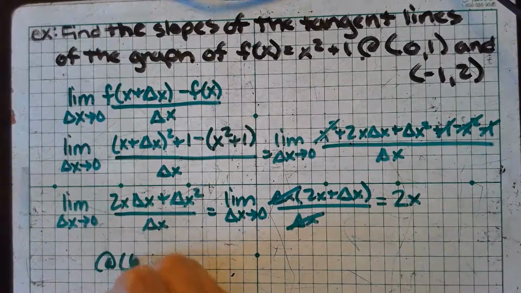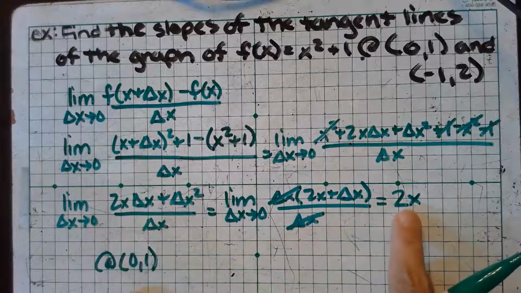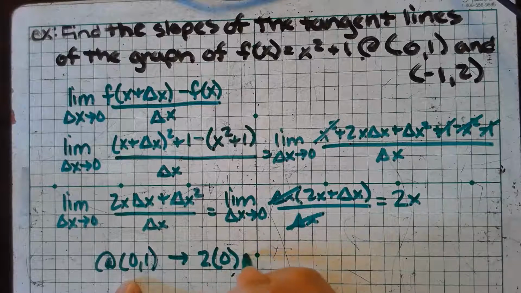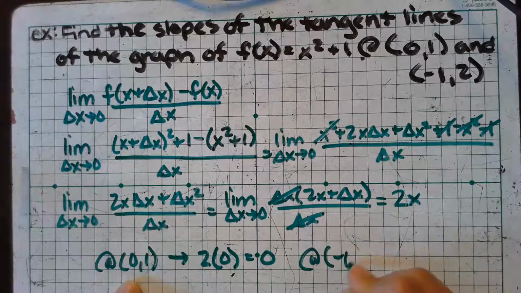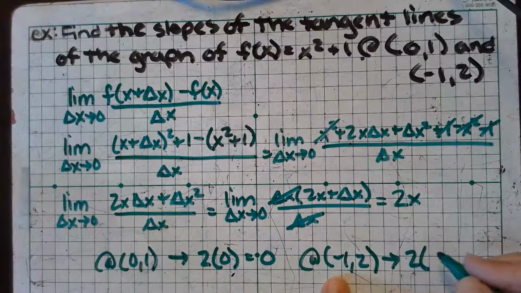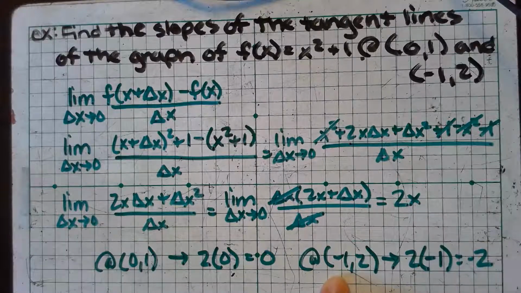The slope at 0, 1, well here, if it's 2x, you're going to have to plug in the x value. That would be 0. And then at the point negative 1, 2, what's the slope? Well, we're going to plug in that x value of negative 1 into 2x. So negative 1 is negative 2. So the tangent line at the point 0, 1 on this graph has a slope of 0, and then the tangent line at negative 1, 2 has a slope of negative 2.